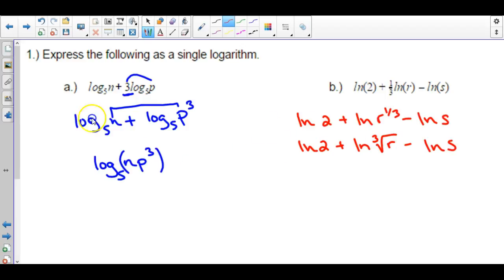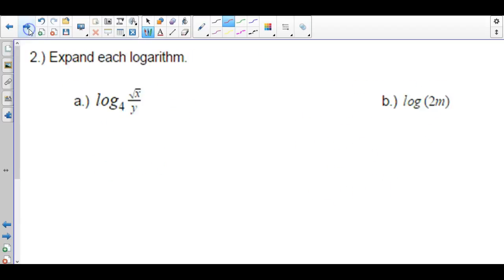And then the last thing I can do is apply that property that I had done here, where if I have an addition, it's going to be the product of these two values, and then my subtraction is going to turn into a quotient. So I'm going to rewrite this as the natural log of 2 times the cubed root of r over s. And again, I could throw that all in parentheses, means the same thing. It's divided by s because of subtraction, so that's what turns it into a quotient. So now I'm going to do that same process but backwards.